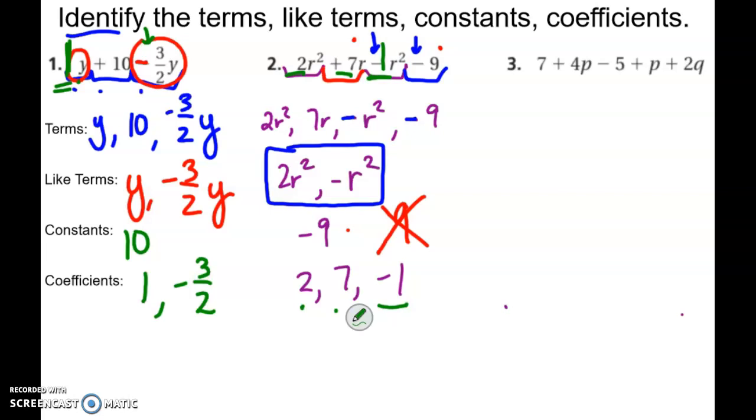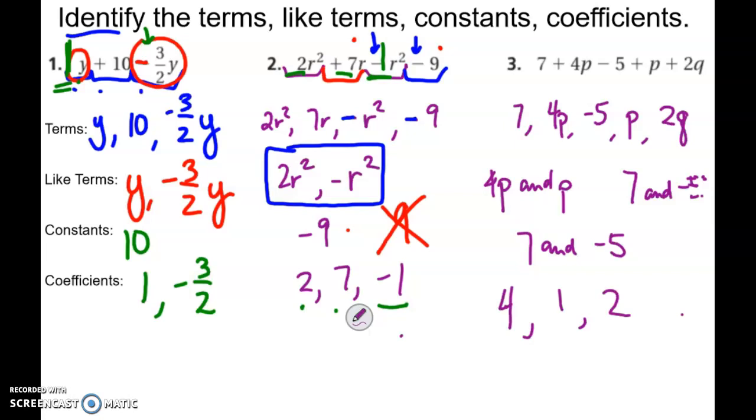Okay, you do this last one all by yourself, number 3. And then we'll check it. So find all your like terms and list them out. Okay, let's go through my answers here. If I color coded this, I've got constants, I've got p's, and I've got a q over here by itself.